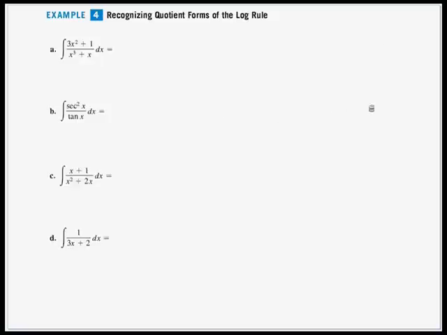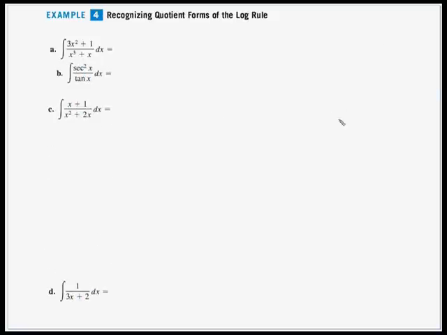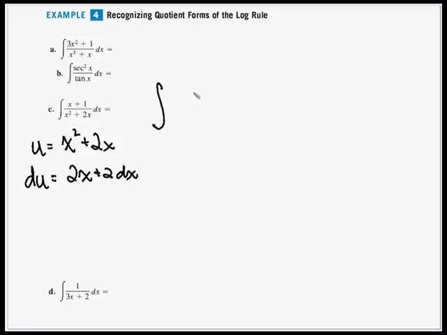Letter C here looks like it might need some tweaking. So let's write this one out a little more formally with the u substitution. If we let u equal our denominator, x squared plus 2x, our derivative du is going to be 2x plus 2 dx. So we're close. Here we have our antiderivative sign. Our numerator is x plus 1, and we need 2x plus 2. So we're an easy fix away.